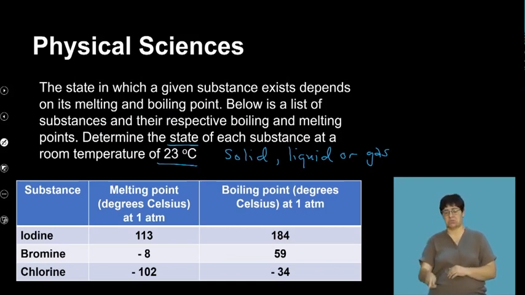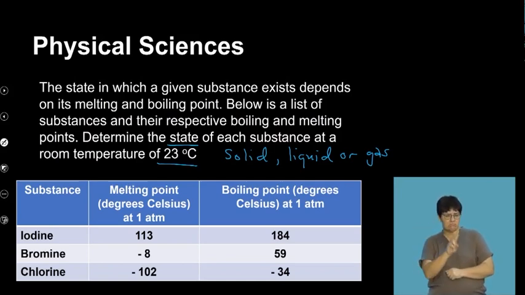But then, again, if you check, 184 degrees is actually the boiling point. For iodine to turn into a gas, we must reach a temperature of 184. And for it to melt, we need a temperature of 113. Now, let's look at bromine. Bromine melts at -8 and boils at 59.